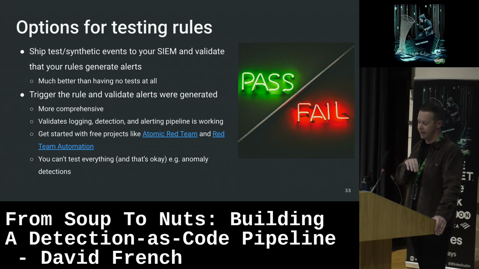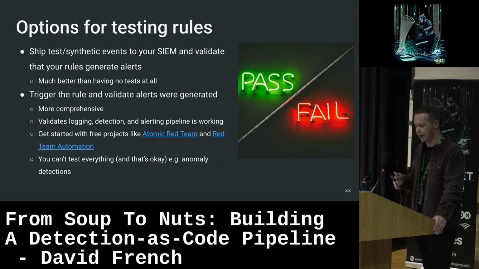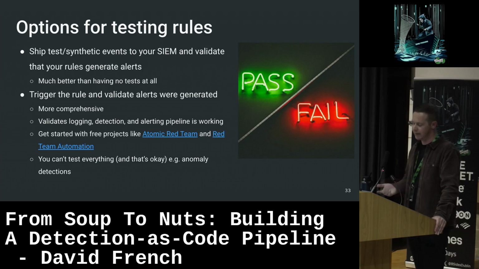So the more comprehensive approach here is to run a set of tests that trigger your rules on a regular basis. It validates that all components of your monitoring and detection are working, and it gives you the opportunity to jump in and fix those issues early on before you miss behavior. If you're new to this, a couple of projects for you to check out. You've got Atomic Red Team by Red Canary and Red Team Automation by Elastic.